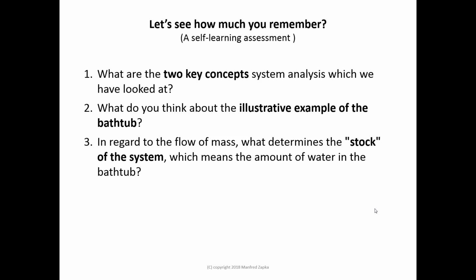And what are the two key concept systems which we have looked at? What do you think about the illustrative example of the bathtub? It is very simple, and what does it have to do with building performance? In regard to the flow of mass, what determines the stock of the system? Which means the amount of the system in the bathtub. These are three basic questions. It's always great to ponder it and try to ask yourself and then come up with an answer.